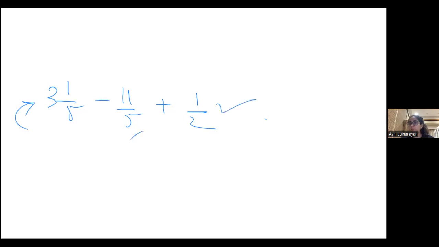Okay, so the last difficult question here for higher grade is 3 1 upon 5 minus 11 upon 5 plus 1 upon 2. How will a child solve this? So the first thing is convert them all to proper or improper. So like this is proper, this is improper, and this is mixed. So mixed को सबसे पहले आपको improper में convert करना है. So this becomes 16 upon 5 minus 11 upon 5 plus 1 upon 2.